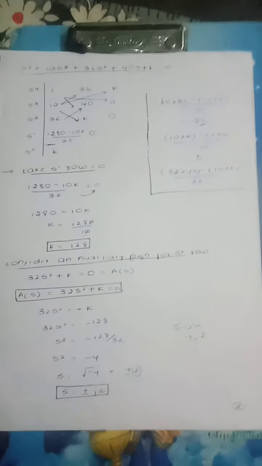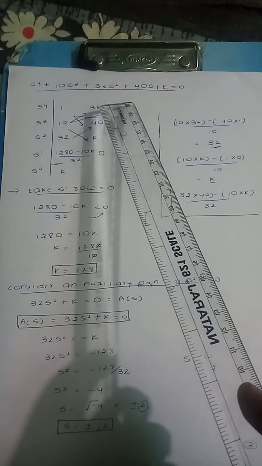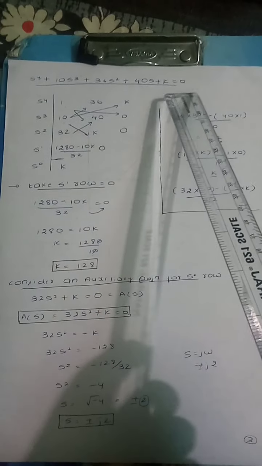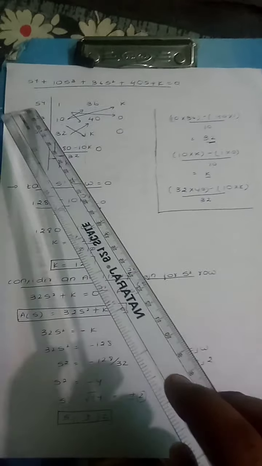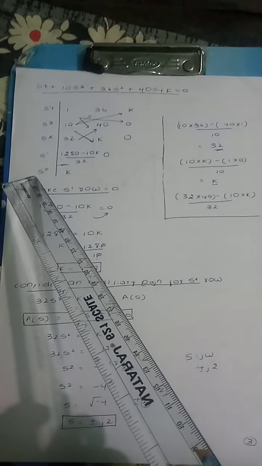After that, you have to determine the intersection point with the imaginary axis. That means you have to determine the k value and check stability. First, take the characteristic equation: s to the power of 4 plus 10s cube plus 36s square plus 40s plus k is equal to 0. First I will write s to the power of 4, s cube, s square, s to the power of 1, s to the power of 0.